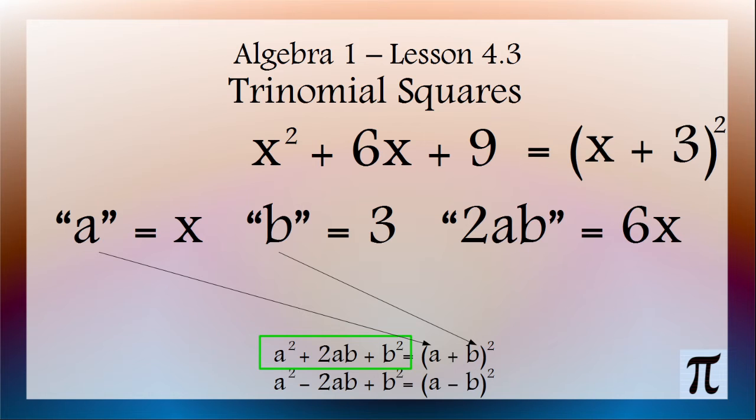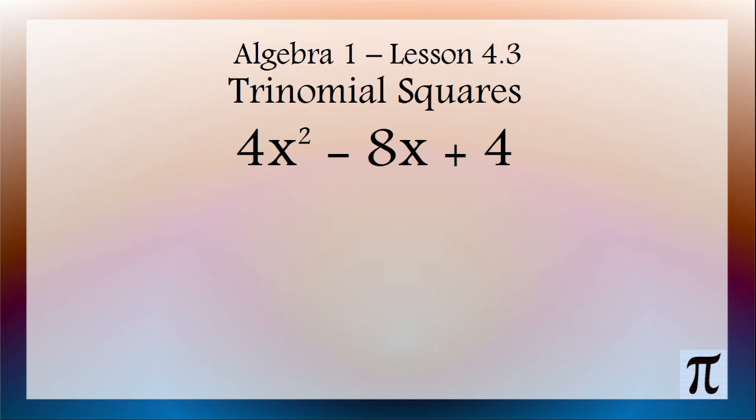In this case, it's x plus 3 quantity squared. If you were to multiply x plus 3 quantity squared using FOIL or the template at the bottom, you would end up with x squared plus 6x plus 9. Let's take a look at this example.